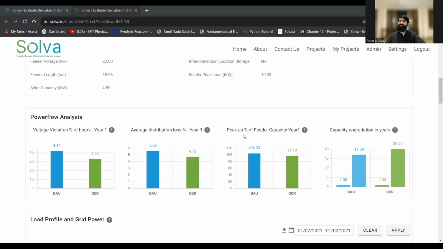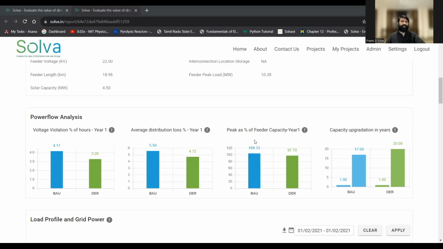With the peak as percentage of feeder capacity, I see that in the chat it was asked what the feeder peak is. To explain it simply, we could say that this is the peak load that is being handled by this particular feeder at a point of time. In this case, as you can see, it is 104.33%. That is to say that at a point of time, the maximum peak that is handled by this feeder is 104% of its feeder capacity.